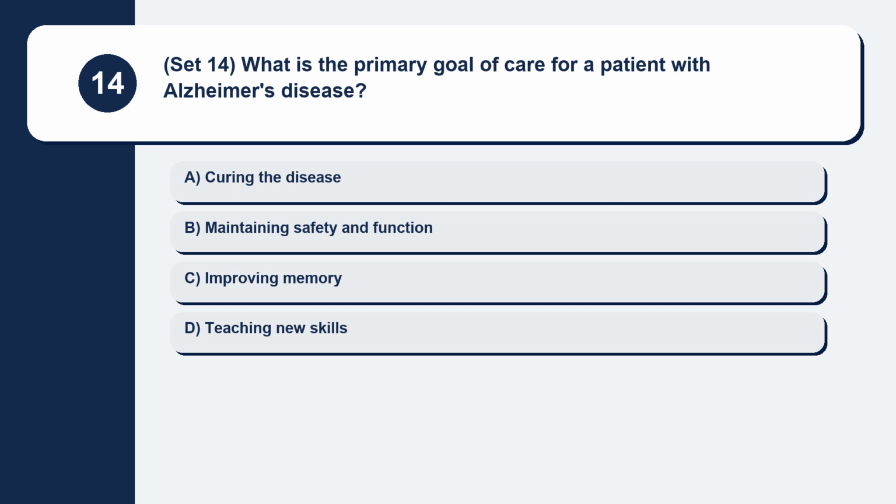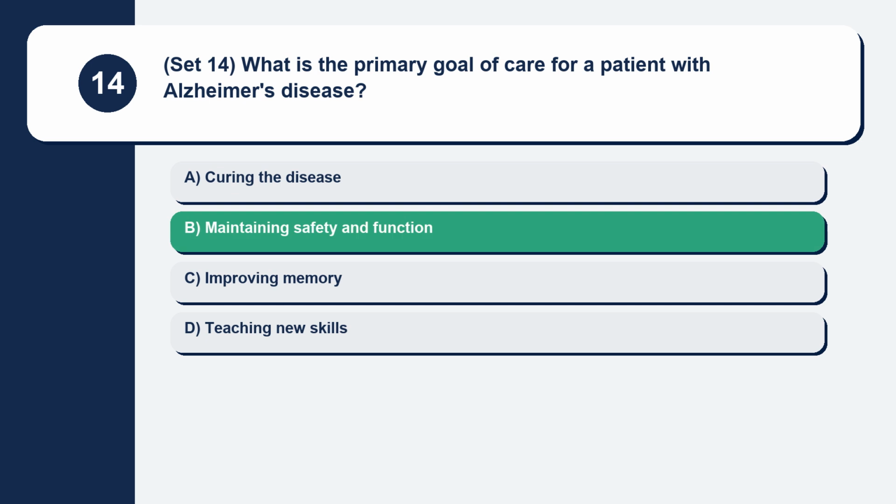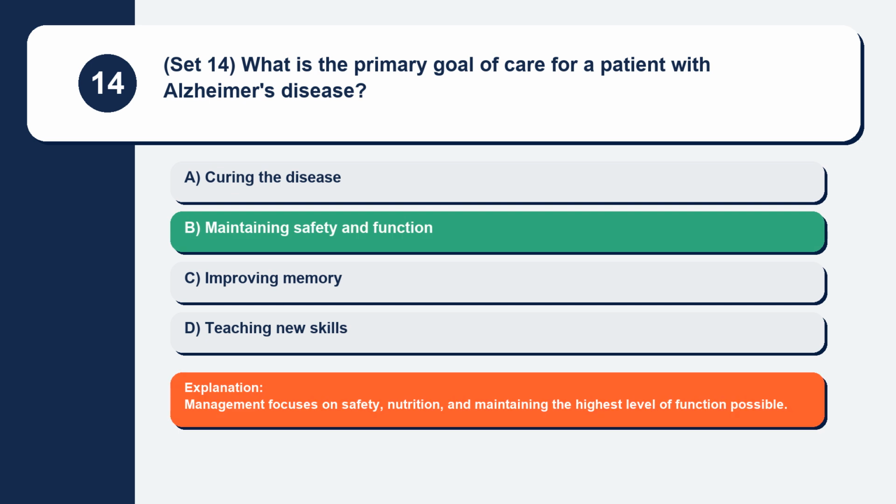Question 14. Set 14. What is the primary goal of care for a patient with Alzheimer's disease? Curing the disease, maintaining safety and function, improving memory, teaching new skills. Management focuses on safety, nutrition, and maintaining the highest level of function possible.